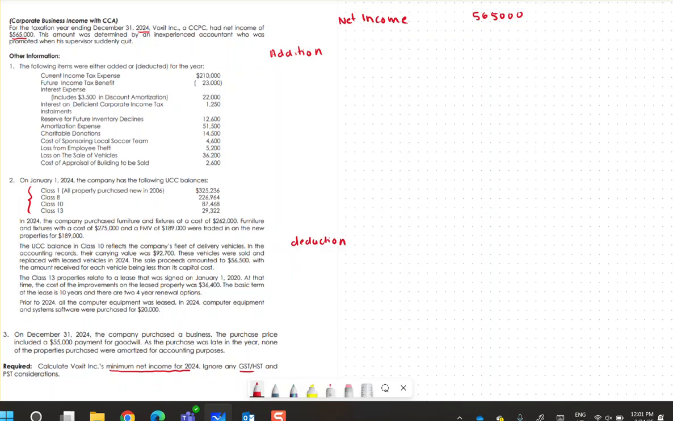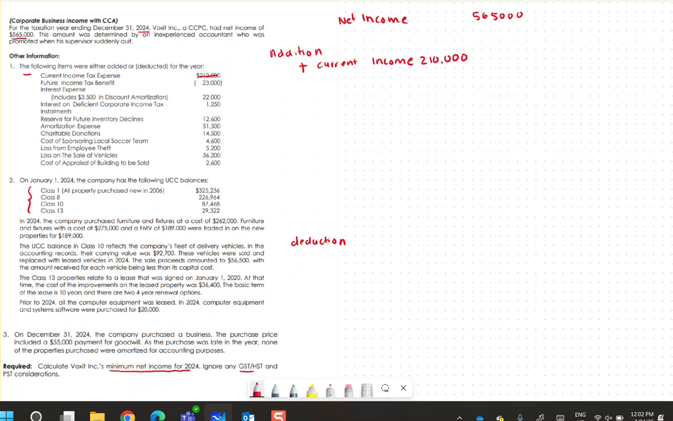We showed you in chapter 5, but we're going to show you more questions on a CCA. So the first thing when you do it is we have a current income tax. Current income tax is calculated using the percentage that we thought the company is in, but we're not. Current income tax is not what we pay to the CRA. So we're going to add back the current income tax, and in this case the current income tax is 210,000.